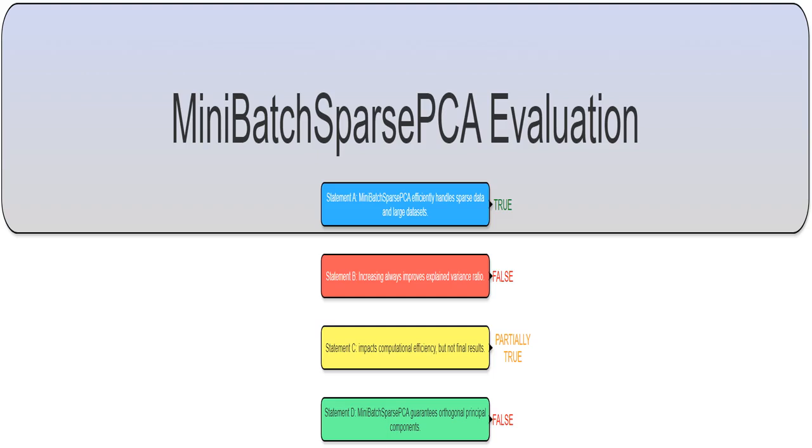This section evaluates the performance of MiniBatchSparsePCA, a scikit-learn algorithm used for dimensionality reduction, especially for large, sparse datasets. I'll examine how well it handles different aspects of such datasets.